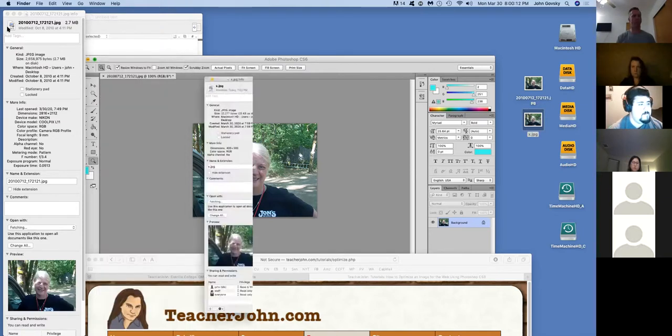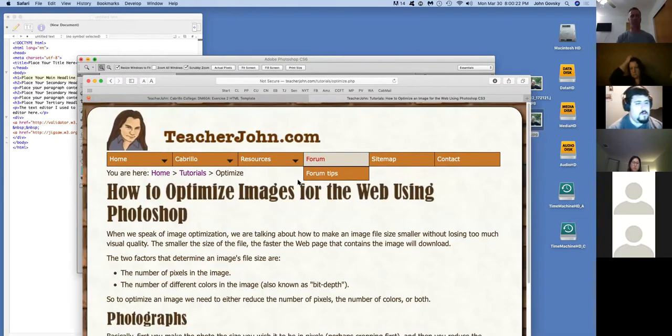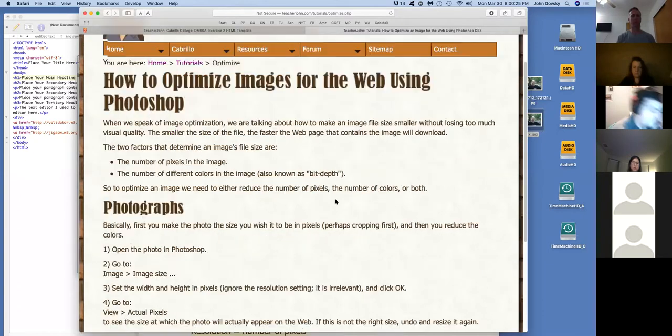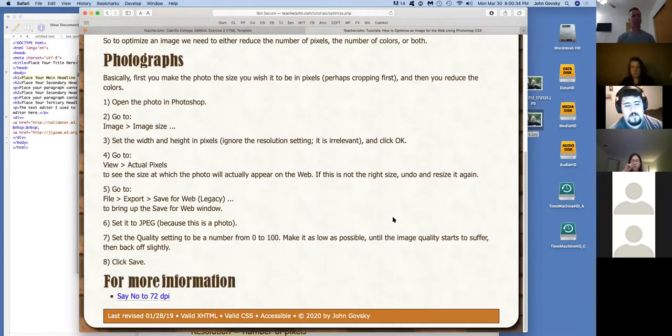So basically speaking, that's how image optimization works. Now, if you have a program other than Photoshop, the principles are still the same. What is it? First, you reduce the number of pixels. Second, you reduce the number of colors. That's really the name of the game. And that's image optimization in a nutshell.